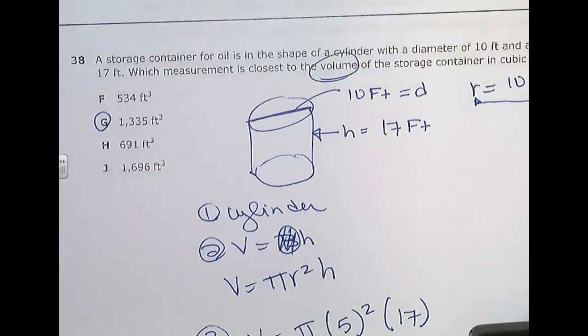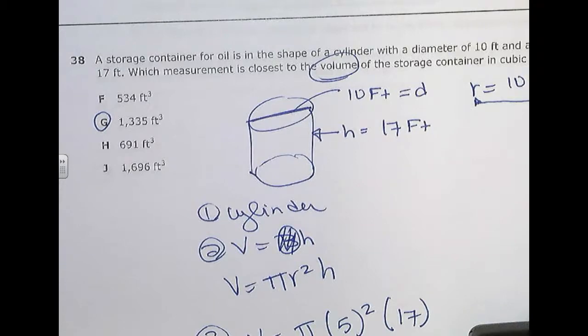Question 38. A container contains oil, shape of a cylinder, diameter 10 feet, height is 17 feet. Which measure is closest to the volume of the storage container in cubic feet? Always read those questions. They might say cut the height in half or double the height or put a cone in there. You need to read.